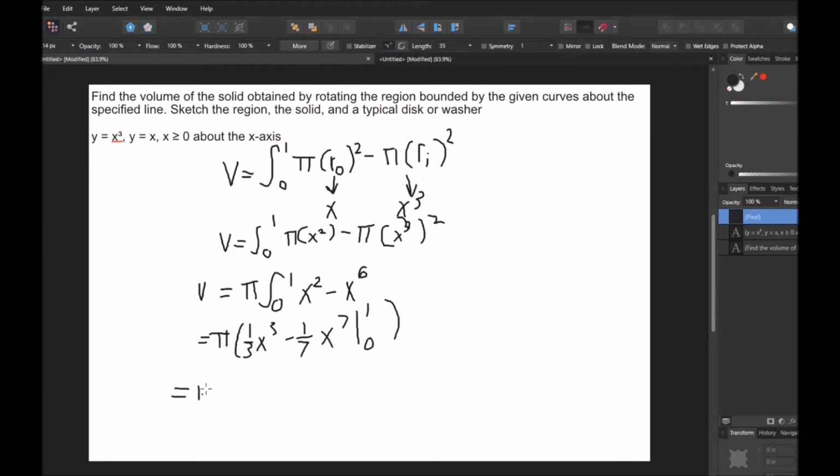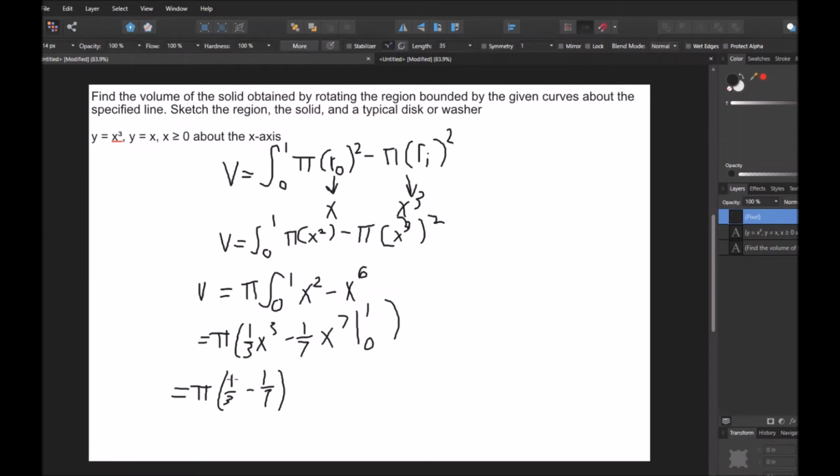So when I go to write this, I'm not going to write the 0 part because it would just be 0 minus 0. So I'm just going to write 1/3 minus 1/7. Because 1 cubed is 1, and 1 cubed times 1/3 is 1/3, and 1 raised to the 7th is 1, and 1/7 times 1 is 1/7.